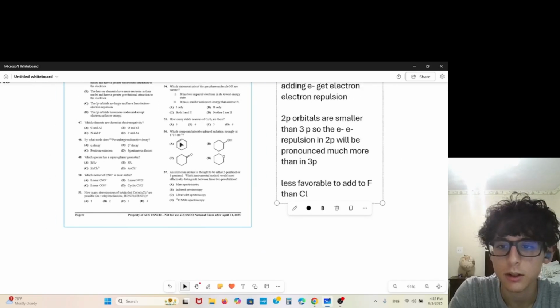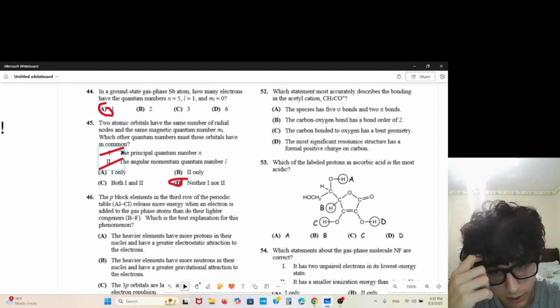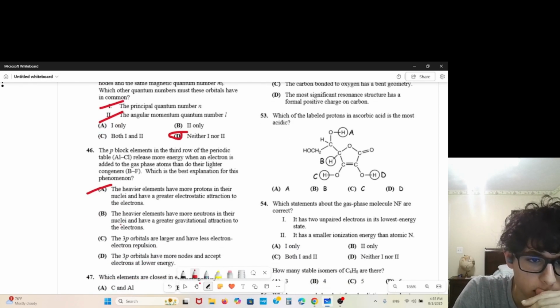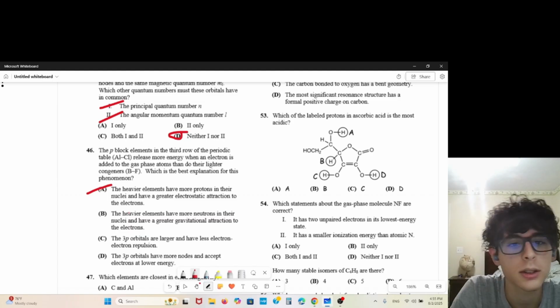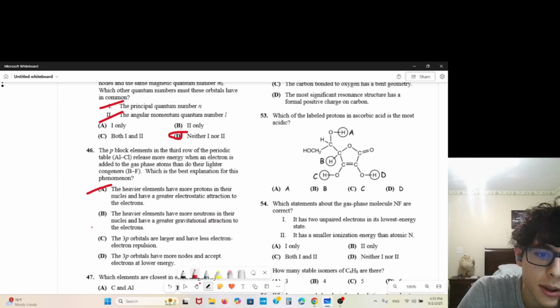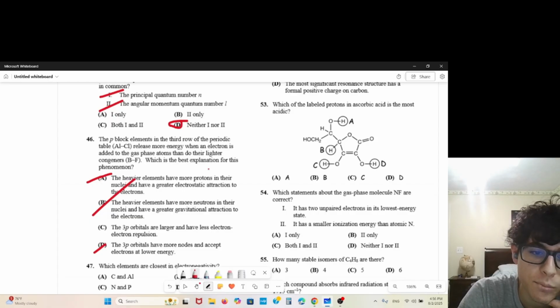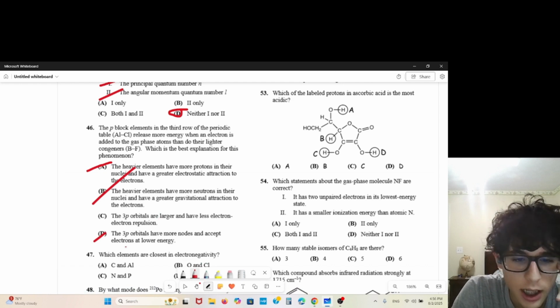Yeah, perfect. So the heavy elements have more protons, but they're bigger, so that cancels out because of atomic radius. So no, this isn't it. Yeah, that's just not true. Sure, but there are other factors that need to be taken into account. Heavier elements have more nodes? What are you talking about? Really? Yeah, lower energy, more stability, more favorable, but it has nothing to do with that.